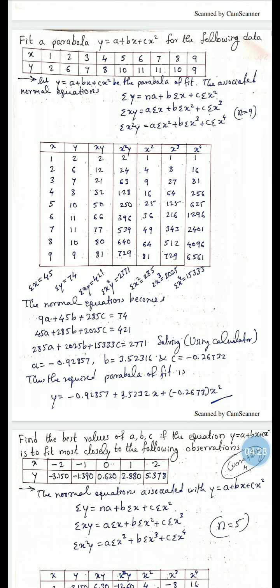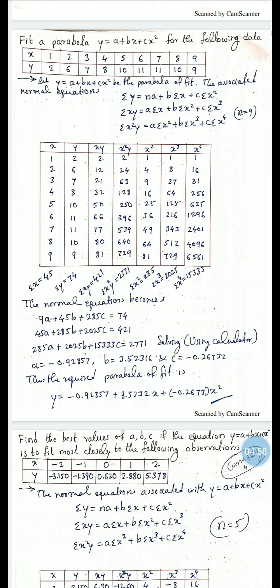66 77 80 81. Next column is x square y: square the x and multiply by y, we get 2 24 63 128 250 396 539 640 729. Next column is x square: square the x, 1 4 9 16 25 36 49 64 81. Next column is x cube: cube the x, 1 8 27 64 125 216 343 512 729.